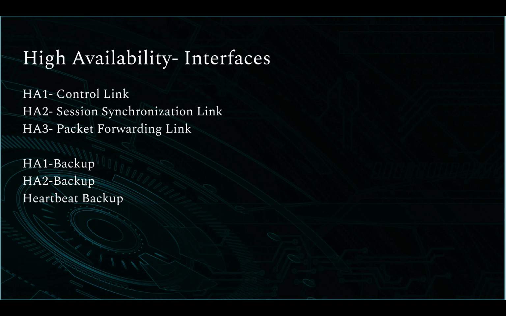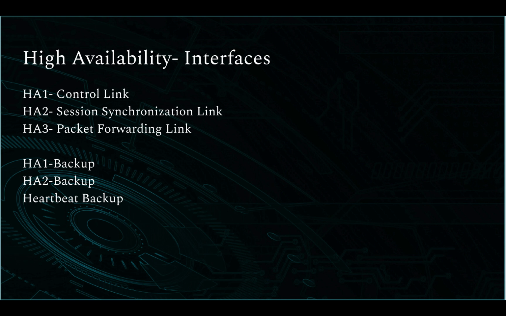And the way we do that is through these interfaces. This is just an overview right now, but I'll get into what each one of these does in the next few slides. First one is HA1. That's our control link. That's going to be doing our heartbeats between our two devices, our two firewalls. HA2 is specifically our session synchronization link. Now, HA1 and HA2 are primarily used for active-passive. And when we move over into active-active is where we start using HA3, which is our packet forwarding link. And that's sending sessions and actual traffic from our active to what would be the other active firewall.